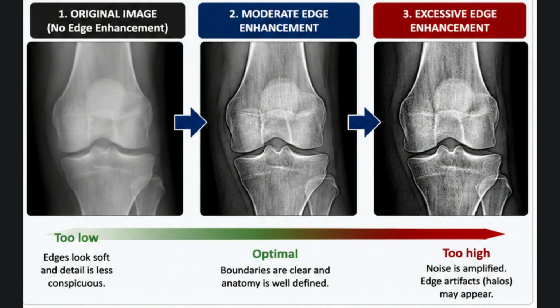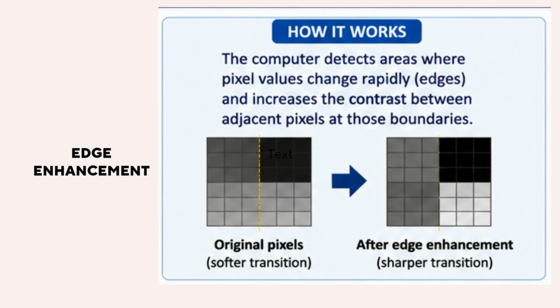Processing includes techniques like edge enhancement, which sharpens the boundaries between tissues, making fine details easier to see. It makes the borders of anatomical structures appear sharper and more defined. However, this cannot create true spatial detail that was not captured originally. Edge enhancement increases the visibility of boundaries between structures with different pixel values.